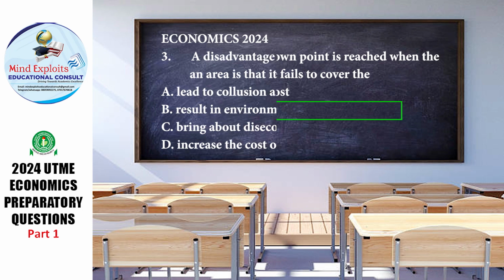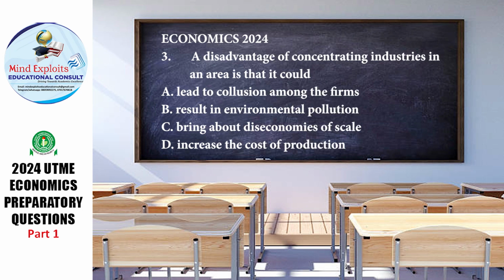Let's quickly look at question number 3. A disadvantage of concentrating industry in an area is that it could: A. lead to collusion among the firms, B. result in environmental pollution, C. bring about diseconomies of scale, D. increase the cost of production. Are we together? A and D are not the answer. The answer is between B and C.